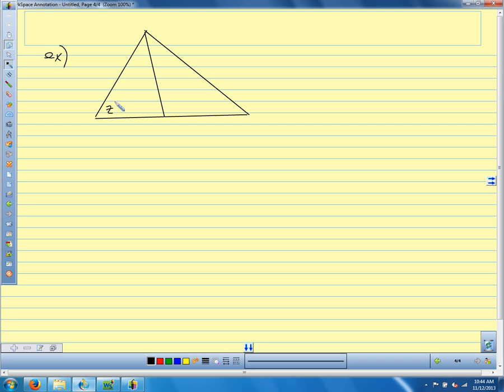So this is z degrees, this is y degrees, this is 36 degrees, this is 32 degrees, this is x degrees, and this is 46 degrees. We want to find x, y, and z.